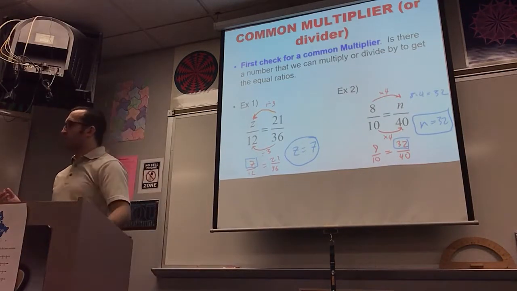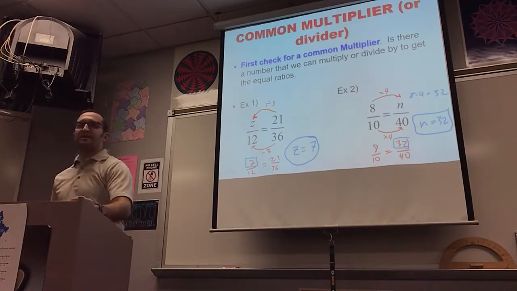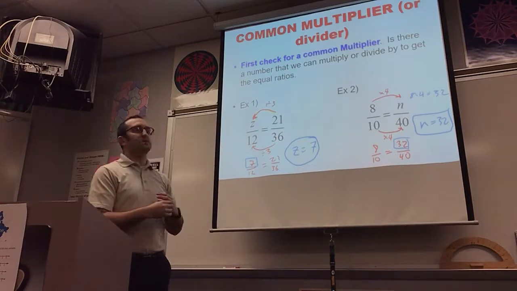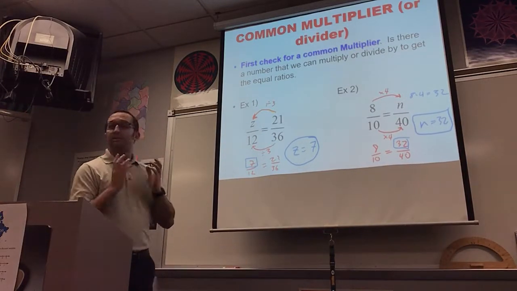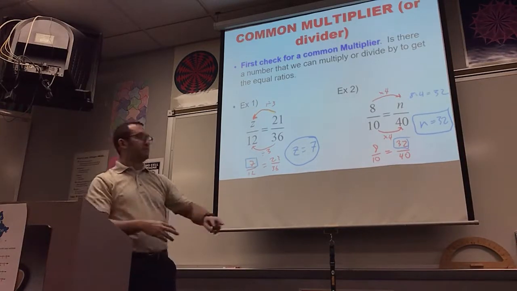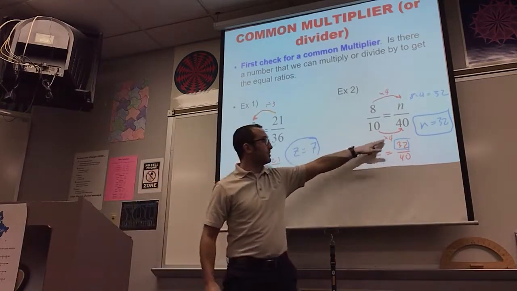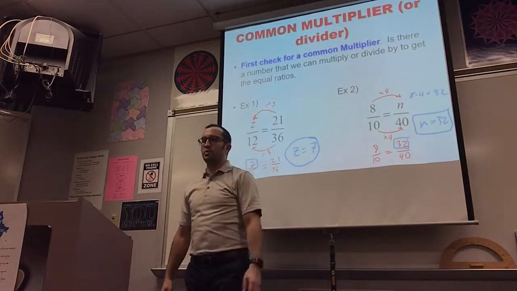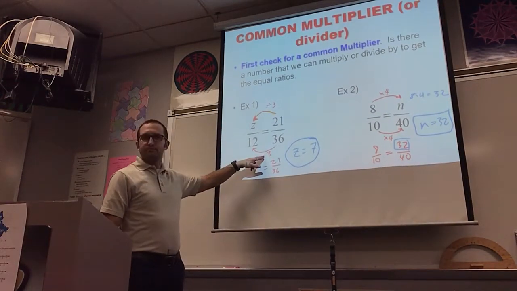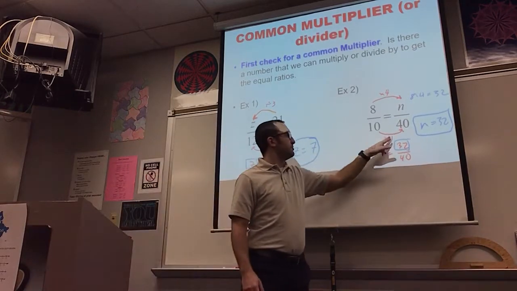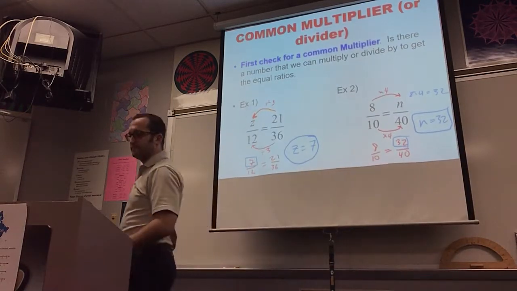Not a whole lot of solving going on here, right? Much more of like thinking. I sometimes think of the common multiplier as my thinking method. Now the work that you would show for the common multiplier is this. Cool? So whatever, if I'm dividing, I just put the division. If I'm multiplying, I put the multiplication. That's the work we do. Questions?